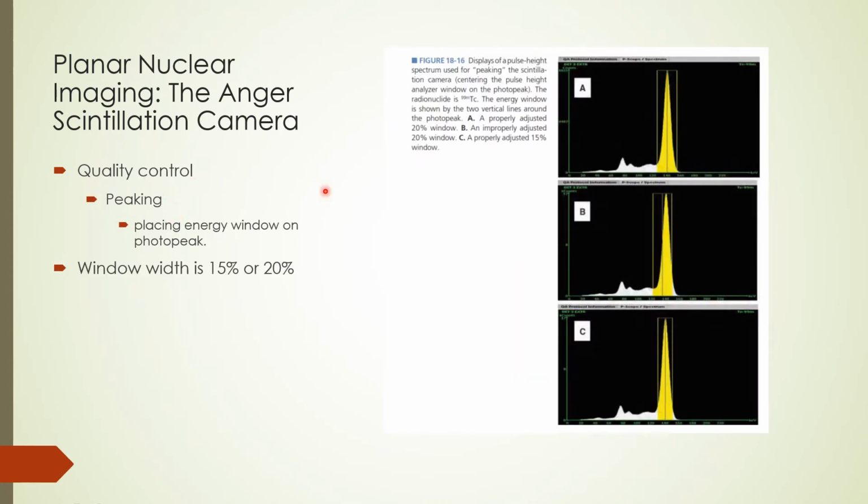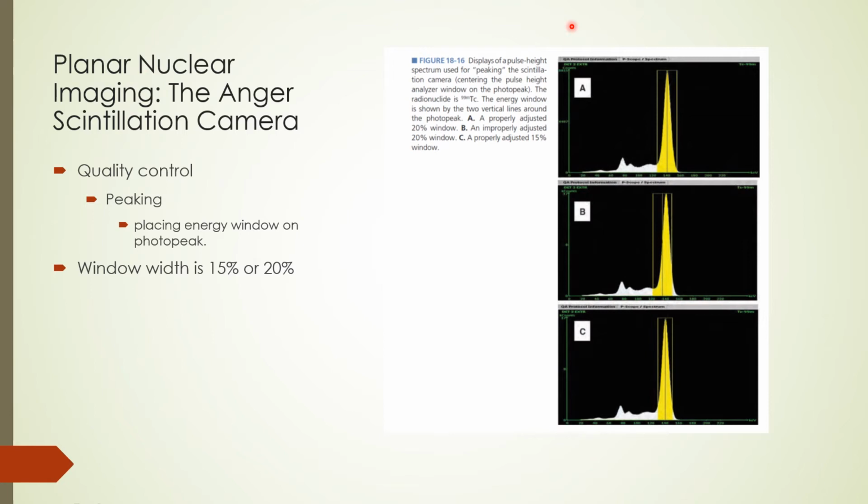Peaking is done to center the energy discrimination window on the photopeak of the energy of the radionuclide. This is an image of the energy spectrum with the photopeak shown. The vertical lines are energy window limits. Peaking can be done before each day of use by using a commonly used radionuclide like technetium-99 or cobalt-57.